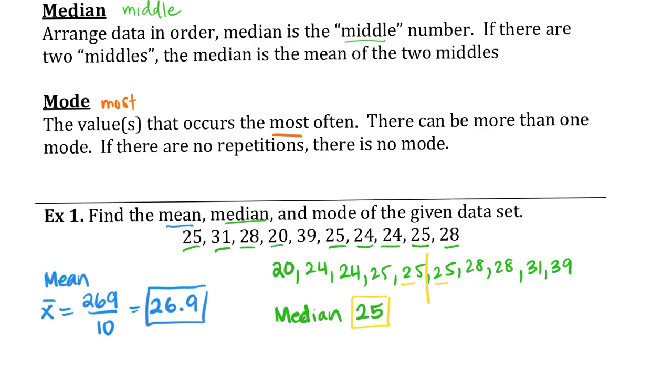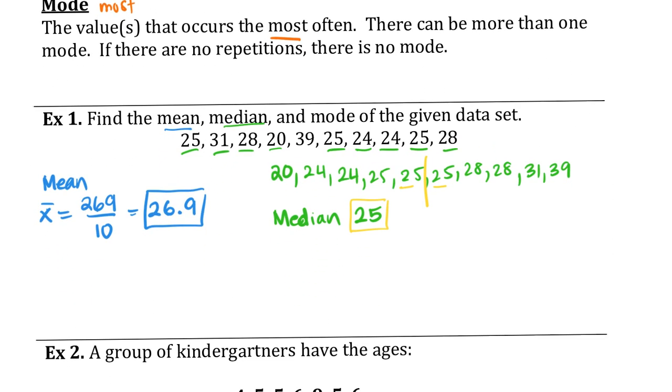Okay, what's the last one? Mode is the value that repeats the most times. So the mode is going to be the 24 repeats twice, the 25 repeats 3 times, the 28 repeats 2 times. So the most repeated value is 25. So the mode is 25.